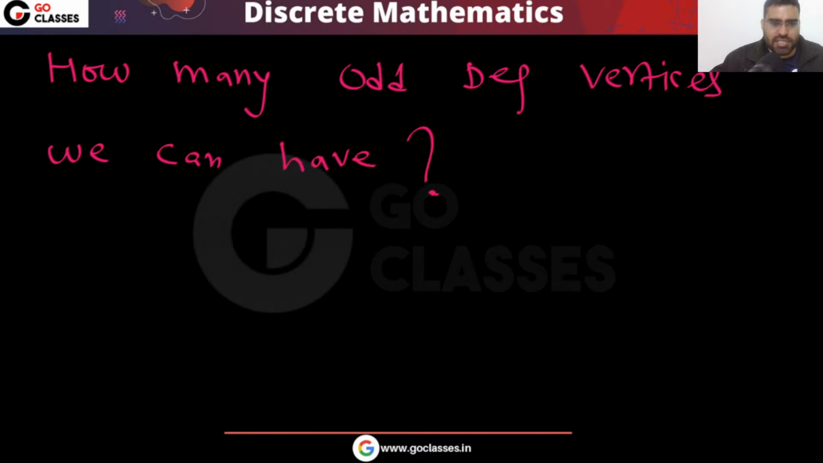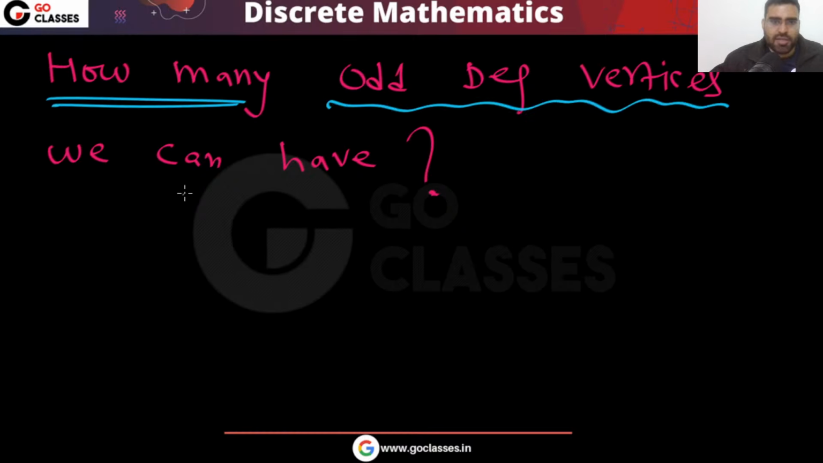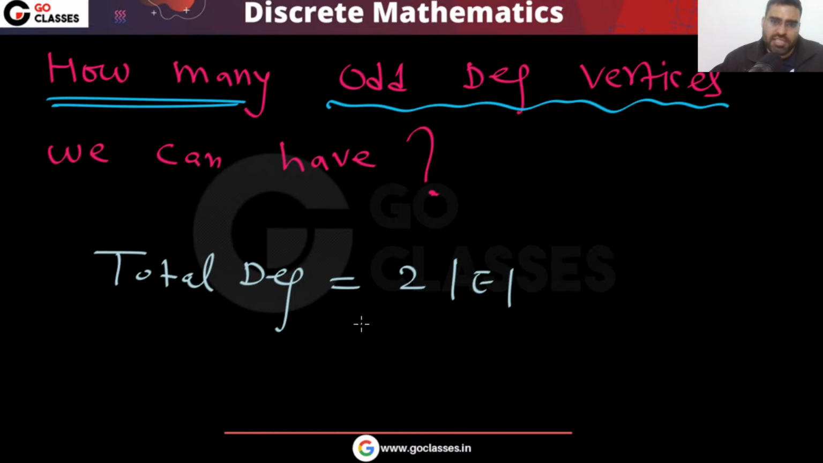How many odd degree vertices can we have? Can you tell me? A simple observation you should make: can I say total degree is always even, because that is twice the number of edges?